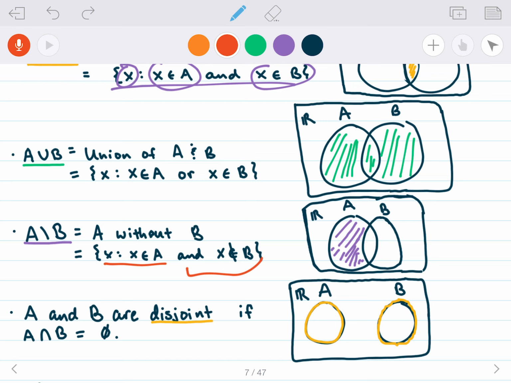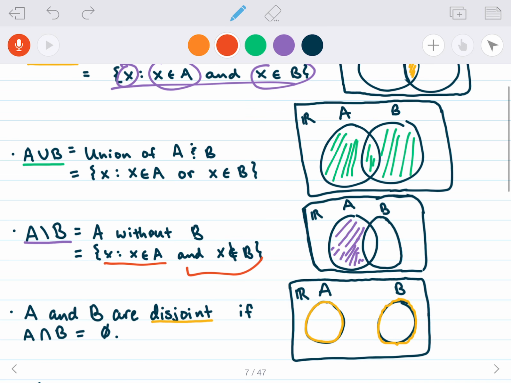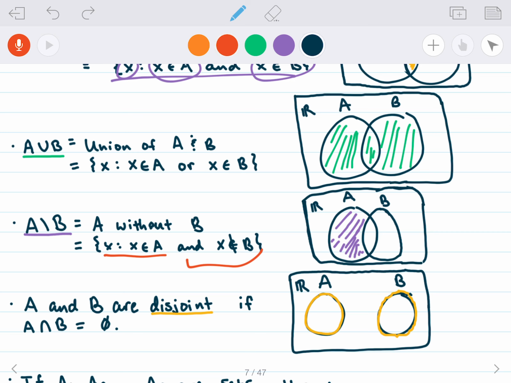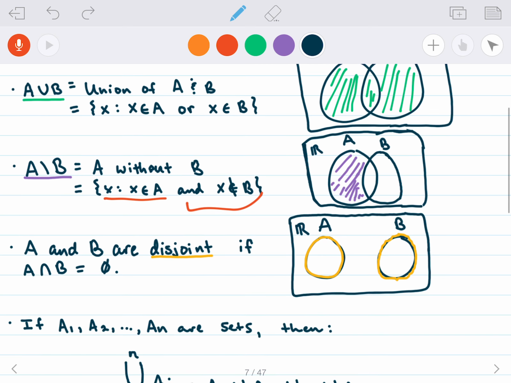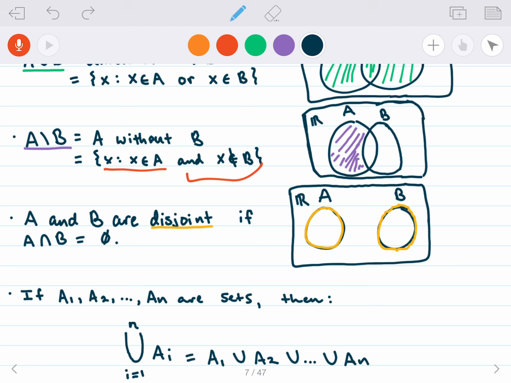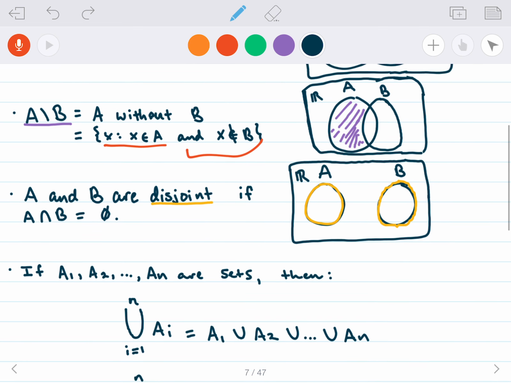Okay. A and B are disjoint if their intersection is empty. So what that means is it's exactly what you think. They don't cross anywhere. They're disjoint. Their intersection is empty. They don't have any elements in common. Okay, let's see what we have next.